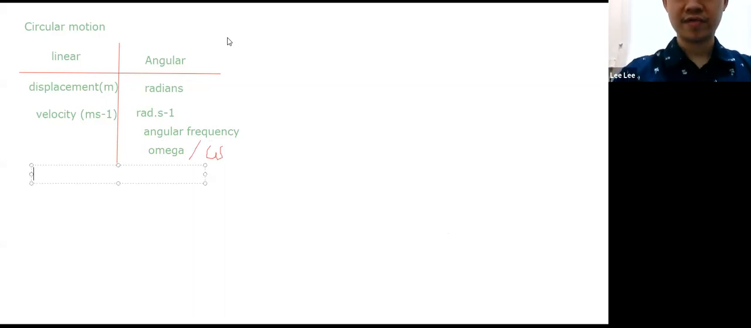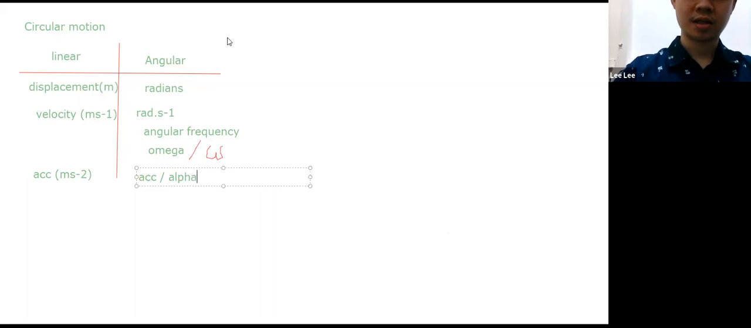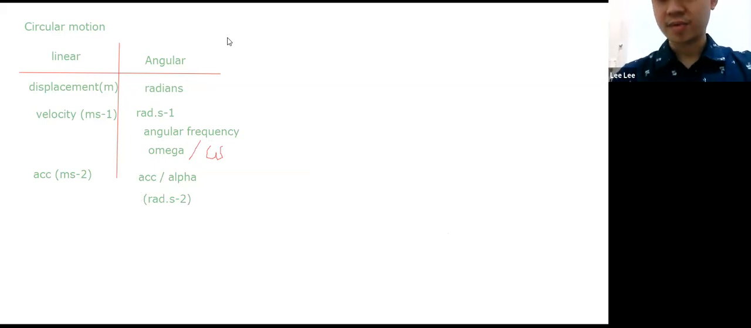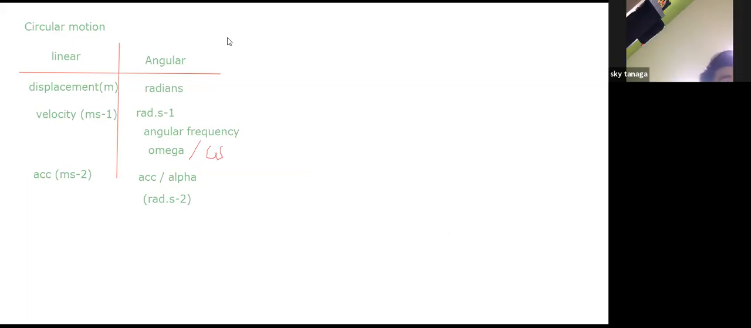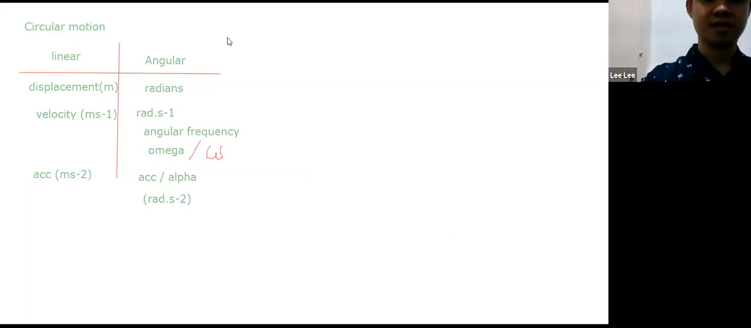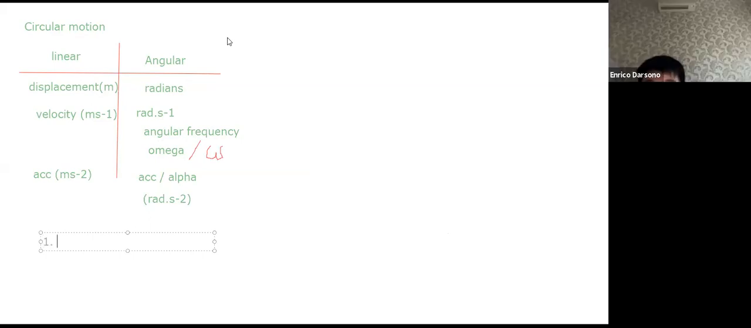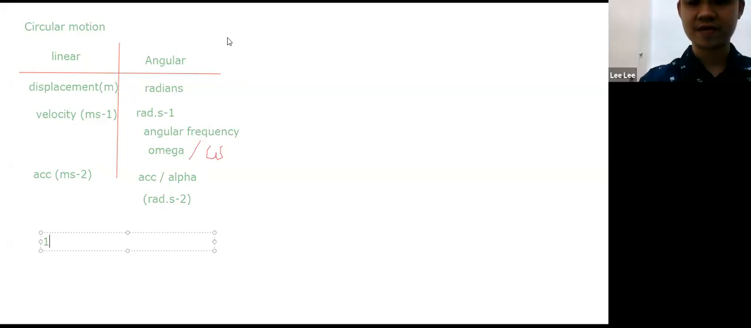Then we have linear acceleration, meter per second squared. And we have angular acceleration, known as alpha. The unit is radian per second squared. You know angular displacement, right? Like the mathematics. So, for example, you know how to find arc length, right? So linear displacement actually is arc length.